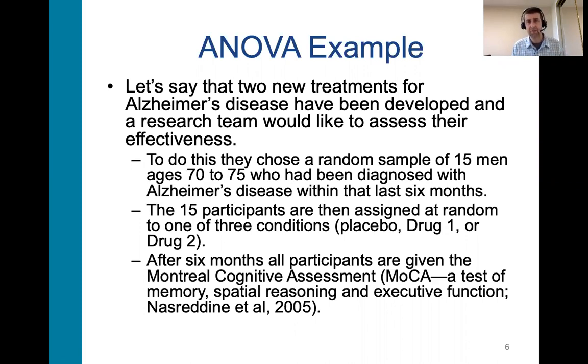And so what we've got is two different research teams that have developed two different drugs that are going to be administered to a really homogeneous sample of individuals. Now, we don't talk about this much in our stats class, but today we're going to be using a very homogeneous group. These will be men who are between the ages of 70 to 75 who've been diagnosed with Alzheimer's disease within the last 6 months.